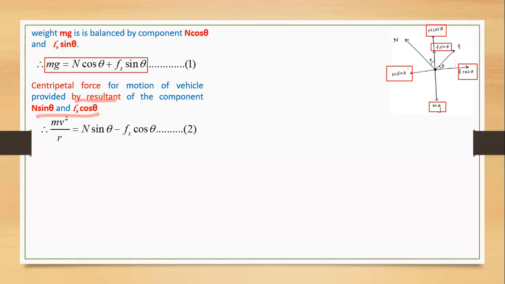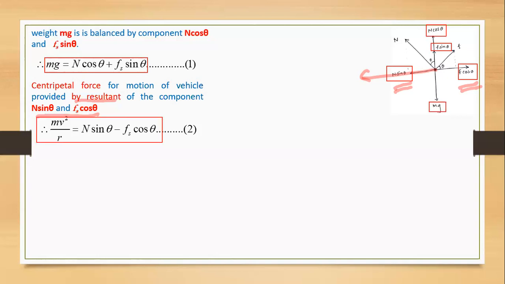We write N sin theta minus Fs cos theta because these two forces have opposite directions, and the resultant is in this direction. So N sin theta is larger. So we get equation number 2.